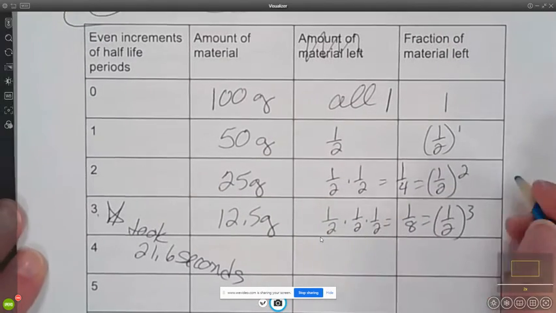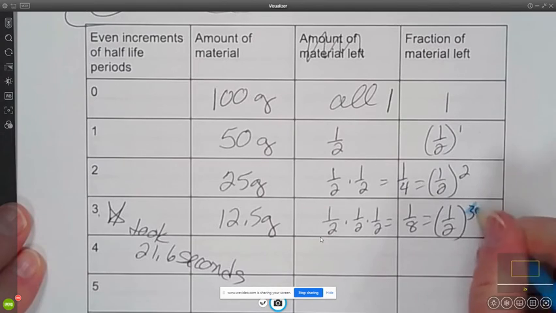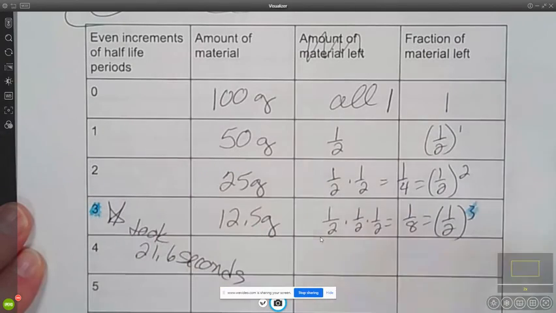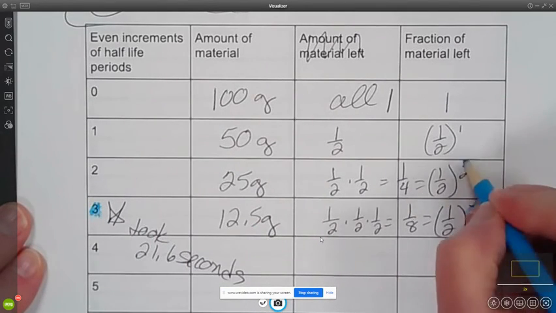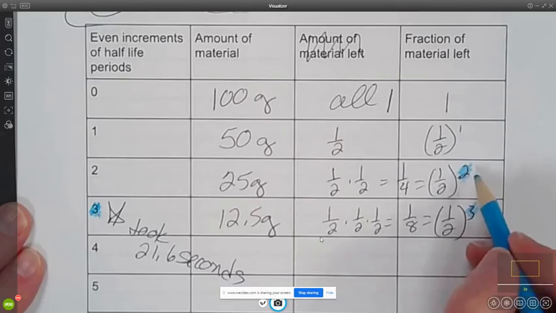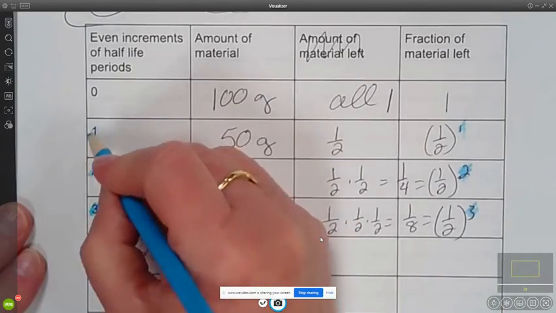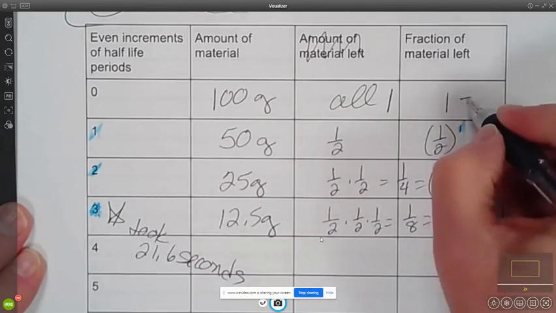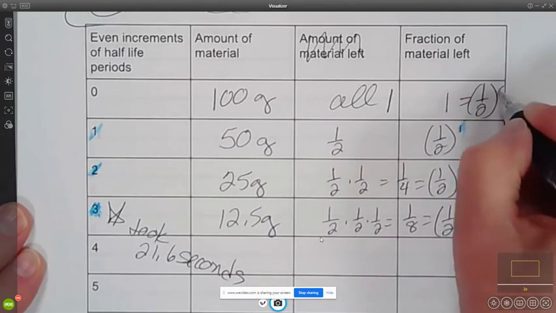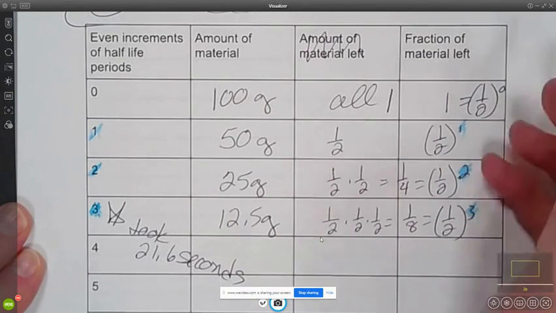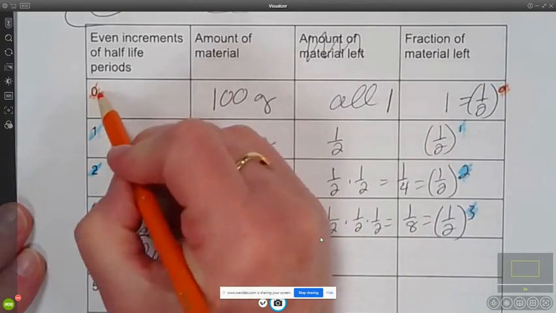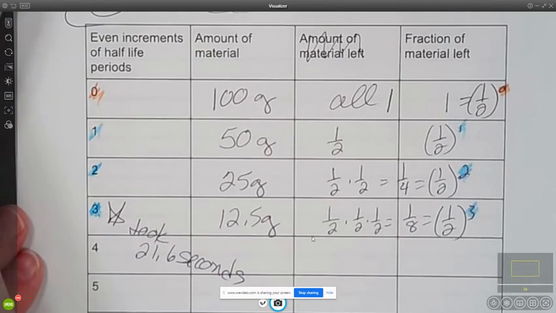And look at the interesting correlation here. 3 half-lives, that's going to be my power. The fraction of material, that's a 2, a 2, a 1, a 1. And I could even write this one as 1/2 to the 0 power. So this will come in handy as we look at some of these next couple of problems. So that's it for this little video.